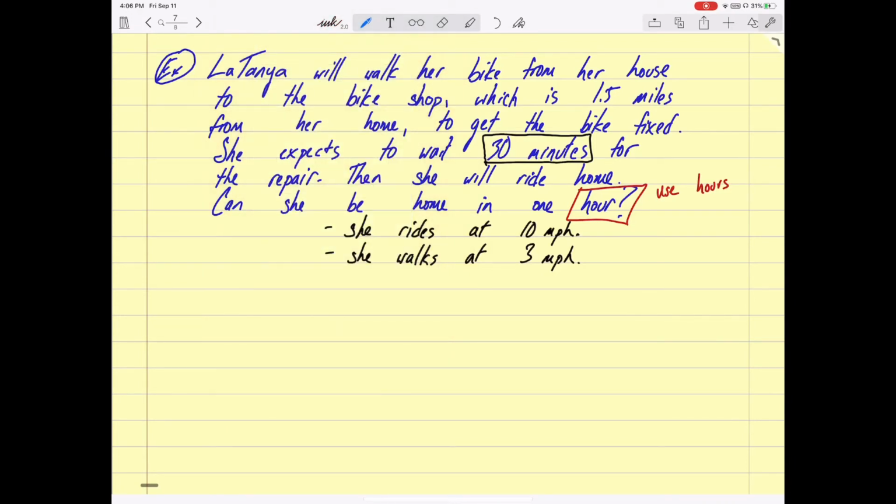All right, so this is what she's doing. She lives 1.5 miles from this bike shop. She's going to walk to the shop, wait at the shop, and then ride her bike home. So there's 3 different things we're adding up here. We are adding 3 different things, and we're trying to see how much time that's going to take. So this is going to be her walking time, her waiting time, and her riding time.